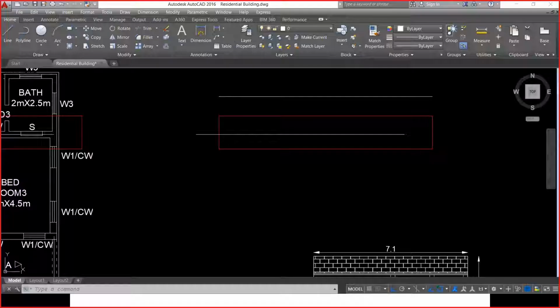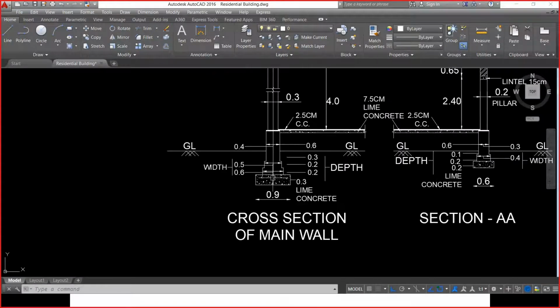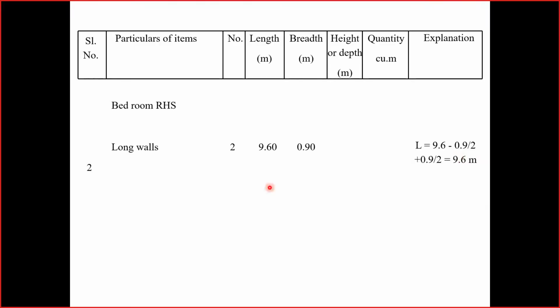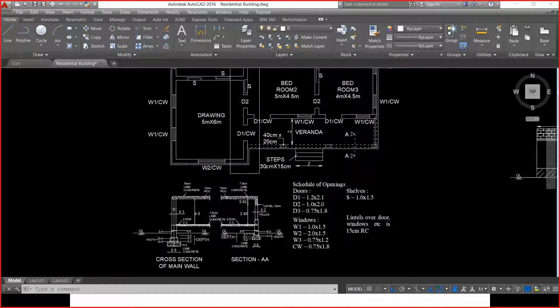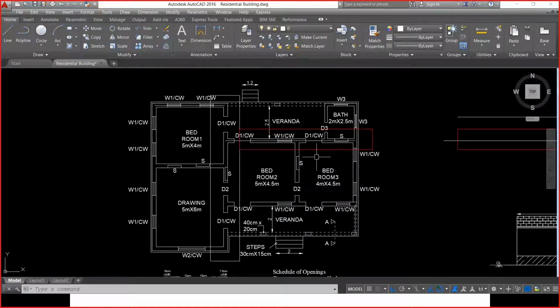Now, the width of the lime concrete is, of course, the same 0.9 meters, and the thickness of the lime concrete layer remains the same, 0.3 meter. The product of these things is the total quantity, 5.18 meter cube. Once we have these things, we'll move on to the short wall calculation, because we have considered both the long walls and there are no other long walls remaining. So let us move on to the short walls.